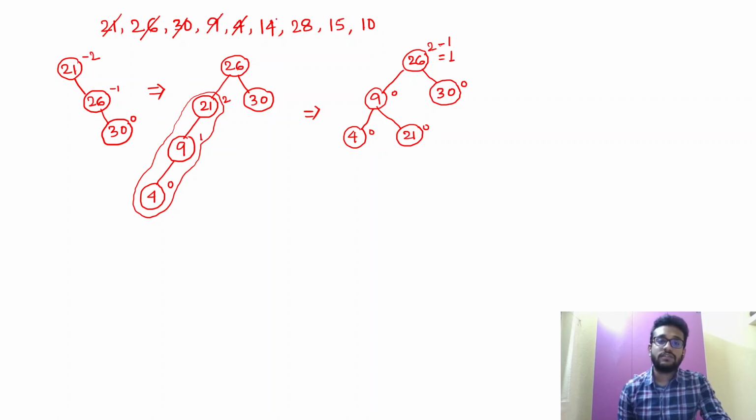Okay, now try to insert the 14. So compare with the 26, left hand side, compare with the 9, right hand side, compare with the 21, left hand side. Okay, so 14 will come into that place. Now try to find the balance factor of each and every node. Let me remove the previous one first.